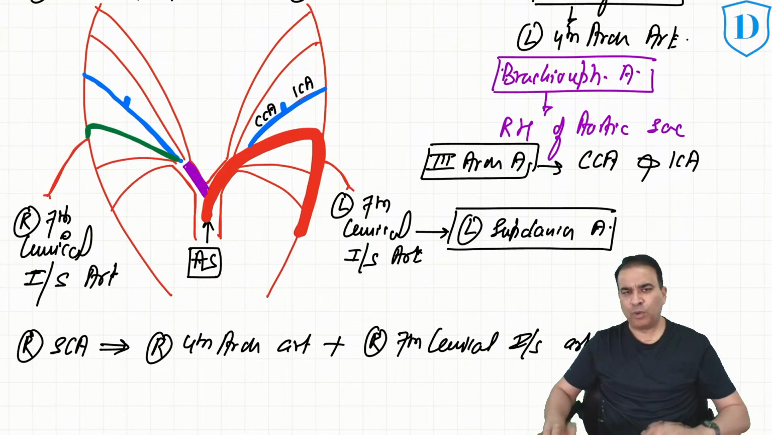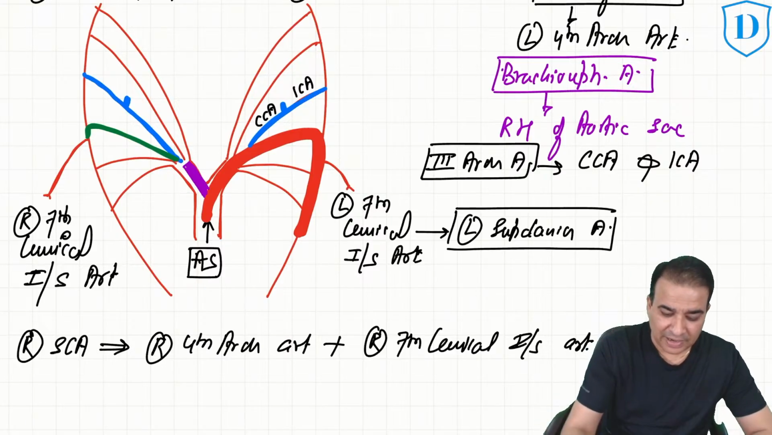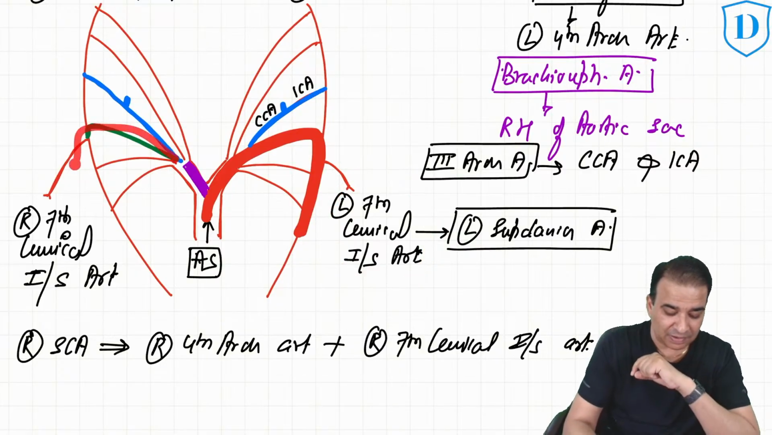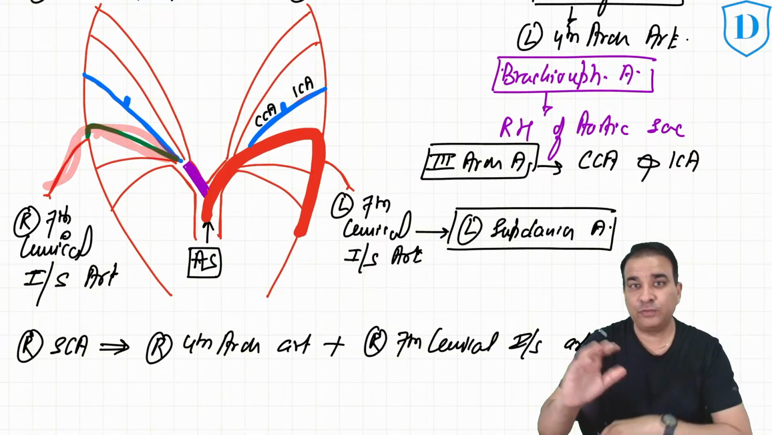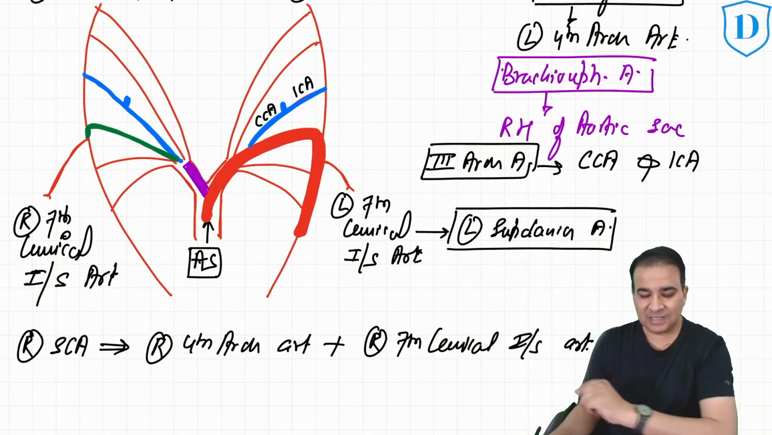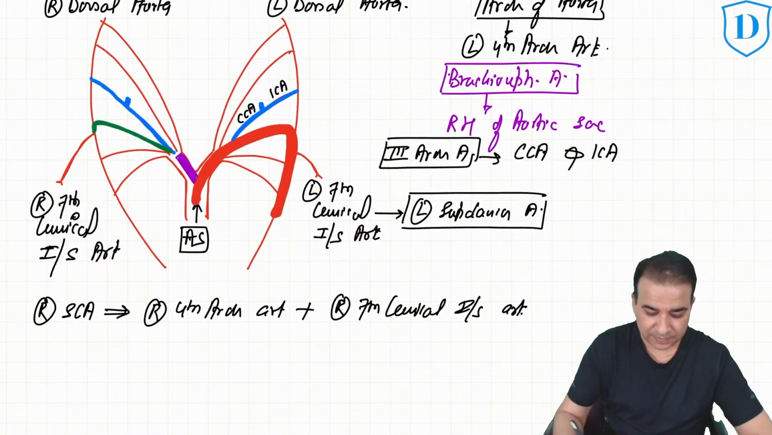Right subclavian artery, what is the difference? The left subclavian artery is formed just by the 7th cervical intersegmental artery. That's it. But for the right side, this whole thing is the subclavian artery. So I need the 4th arch artery also. The right 4th arch artery and the right 7th cervical intersegmental artery will give rise to this.